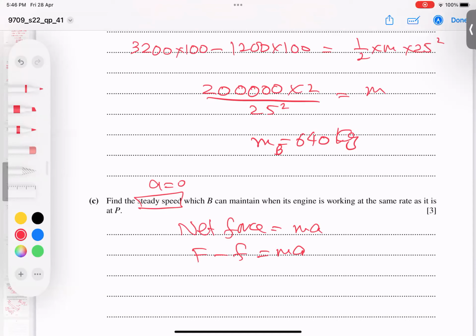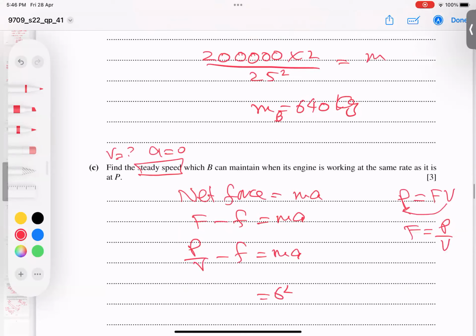So our target is to find the steady speed, so V is the question mark. But what is the power formula, students? F into V, you know it very well. So when I bring it down, force equals power by V, and power by V minus friction equals ma for the particle. Mass is 640, acceleration is zero, so no need to write.